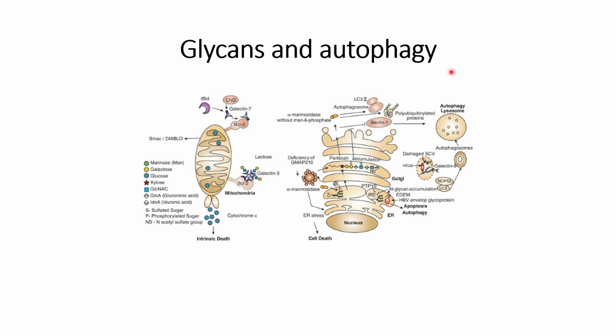I hope you got an idea about how these glycans and autophagy are related, and how the glycans can help either in intrinsic cell death, or work as cytoprotective proteins, for example galectin, where it can divert the SCV towards the autophagosome.